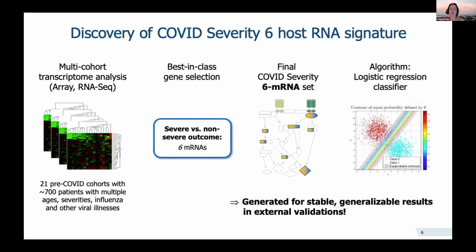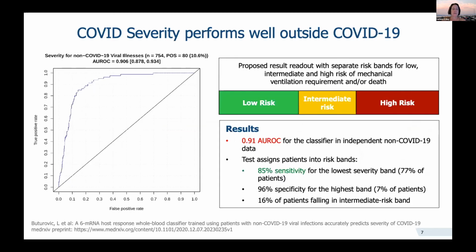And so a machine learning algorithm was trained with those 21 pre-COVID cohorts and validated ultimately with a COVID cohort to improve the model. This is the Leave One Study Out model. And I will show you this really leads to generalizable results and external validation. So this tool is quite powerful.